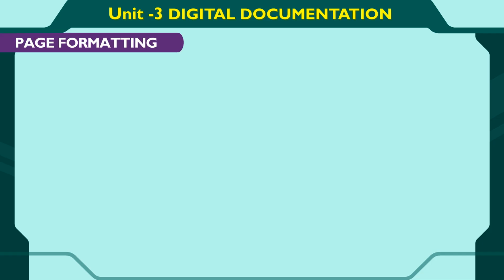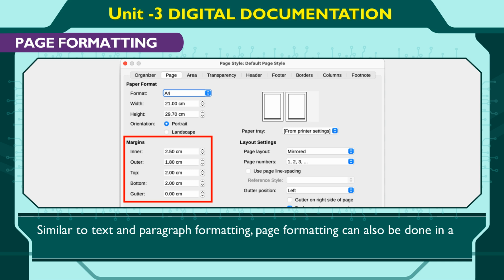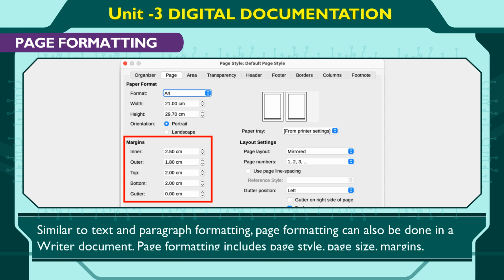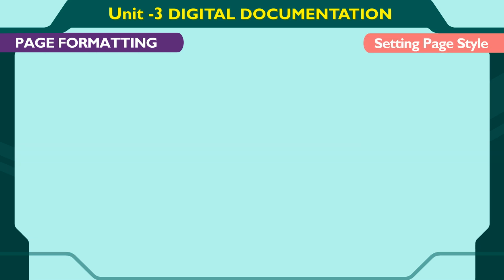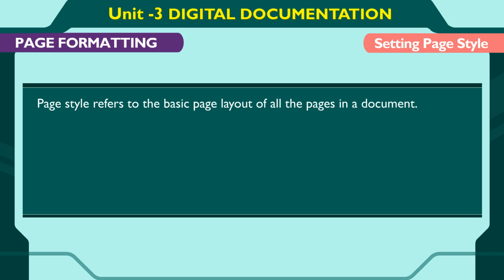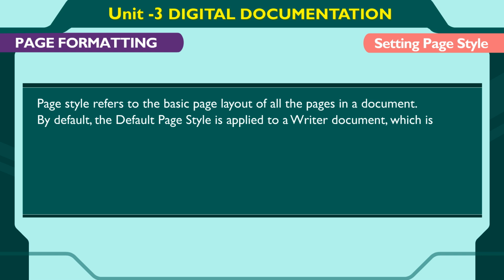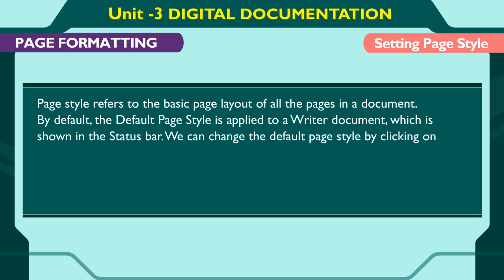Page formatting. Similar to text and paragraph formatting, page formatting can also be done in a Writer document. Page formatting includes page style, page size, margins, header and footer, border and background, number of columns, etc. Setting page style. Page style refers to the basic page layout of all the pages in a document. By default, the default page style is applied to a Writer document which is shown in the status bar. We can change the default page style by clicking on the page style option from the Format menu.